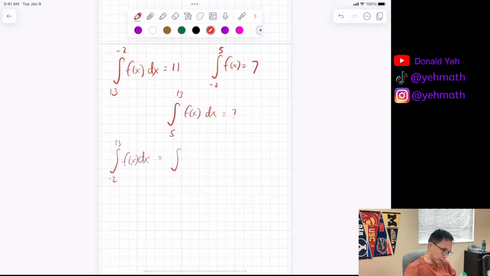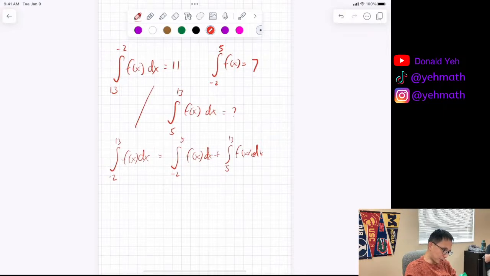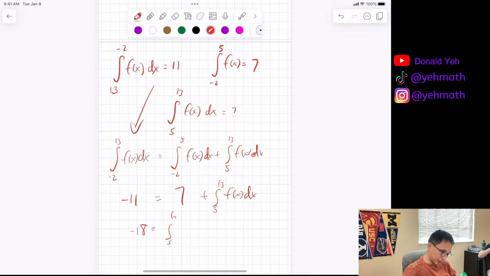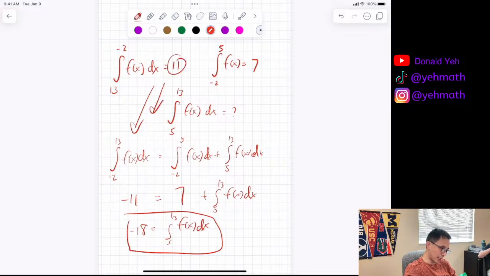is equal to the integral from -2 to 5 of f of x dx plus the integral from 5 to 13 of f of x dx. So if I write it out, this one is change your boundary, so that's -11 is equal to 7 plus the integral from 5 to 13 of f of x dx, and that's going to give you -18 is equal to the integral from 5 to 13 of f of x dx, and that's how I come up with that 18, because this one is changing the sign because the boundaries switch.